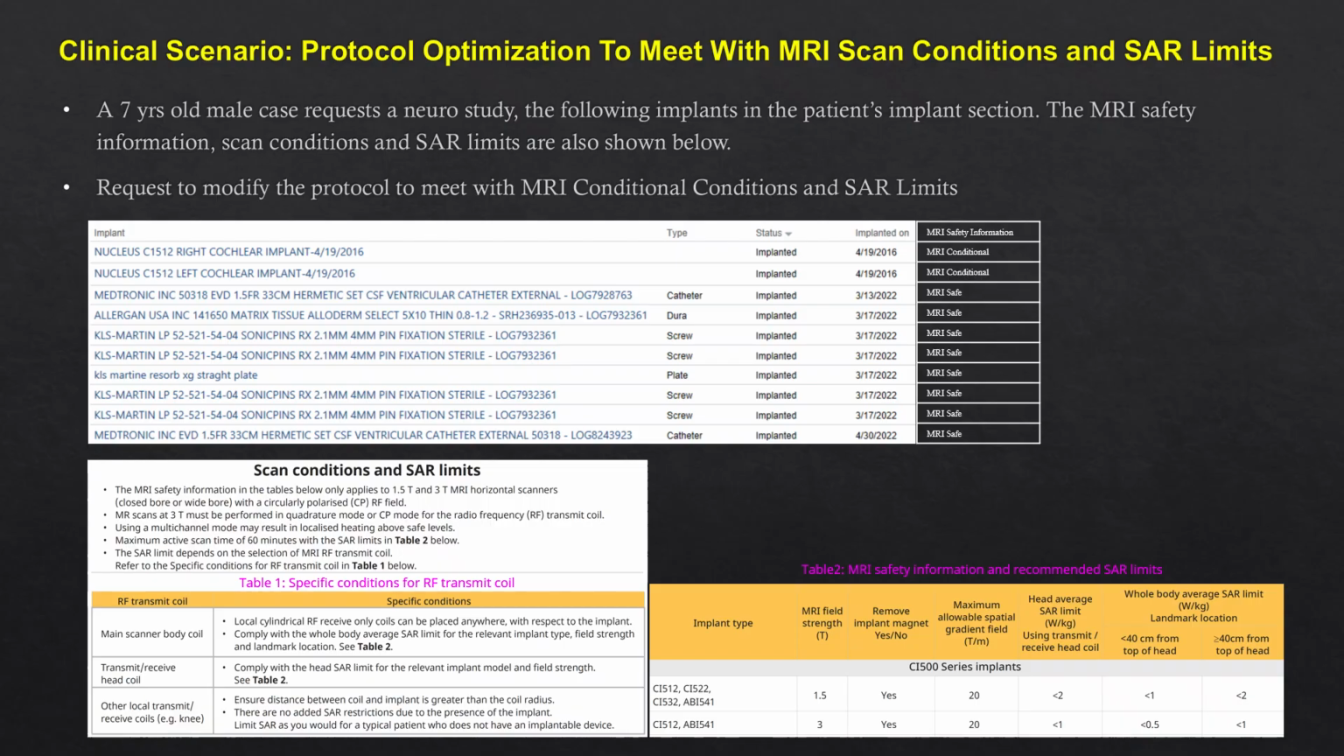The examination is planned using the system's main body transmit coil in combination with a dedicated local head receive coil. While this configuration is standard for neuroimaging, it also means that RF energy deposition must be tightly controlled at the sequence level. Therefore, the clinical request is to modify and optimize the MRI protocol to ensure compliance with both the device's MRI conditional requirements and the SAR threshold of less than 1 watt per kilogram.